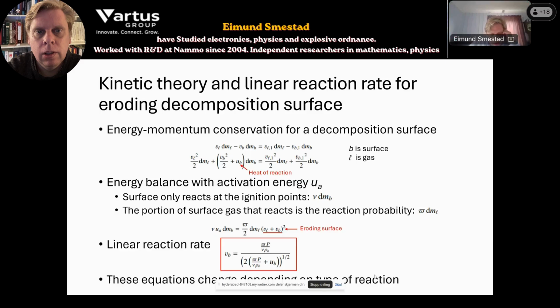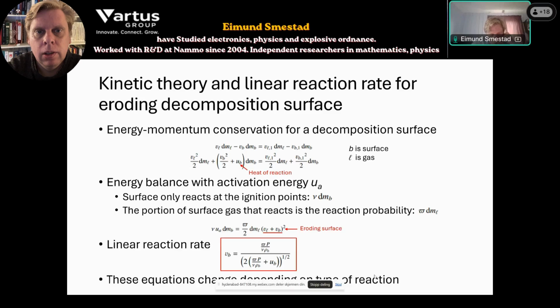Kinetic theory and linear reaction rate for an eroding decomposition surface. To find the linear reaction rate, we begin with the energy and momentum conservation for a decomposition surface. The left side of the equation is the unreacted side, and the right side is the reacted side with subscript 1. Subscript V is surface and subscript L is gas. We see that the heat of reaction is stored in the unreacted side, and when released, it's transformed into velocity.